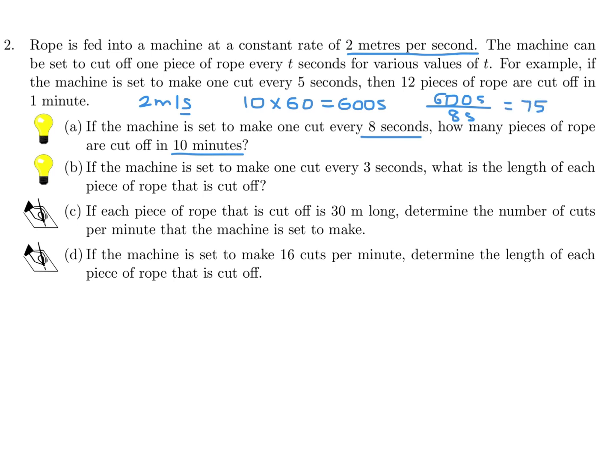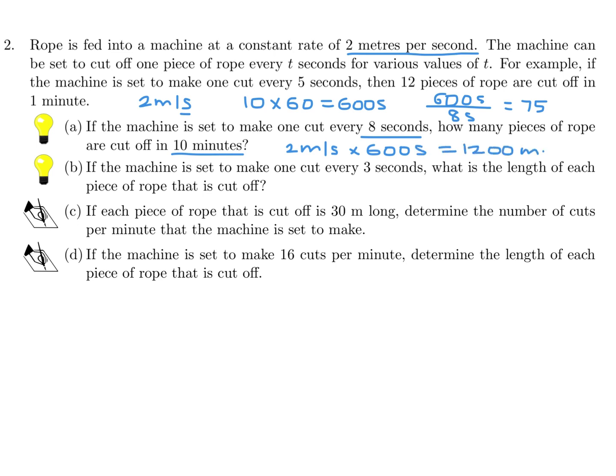And I think, is that all? How many pieces of rope? 75 pieces of rope. I think that's it, right? So for some reason, is there more to this question? Let me just see. 2 meters per second times 600 seconds is 1,200 meters.